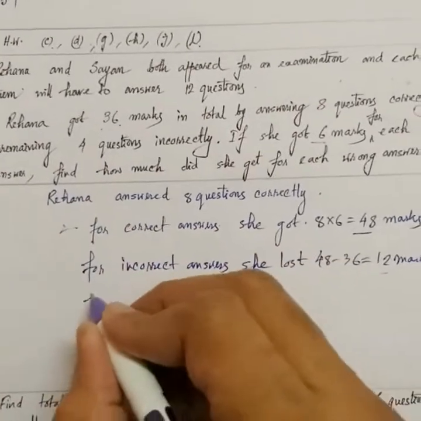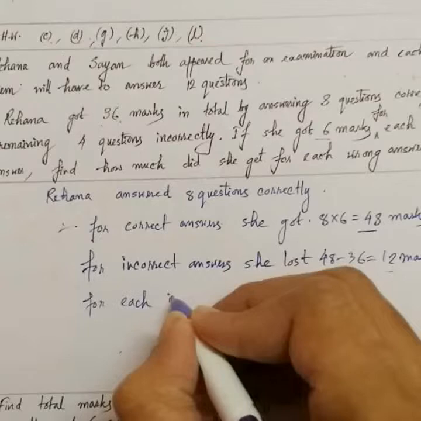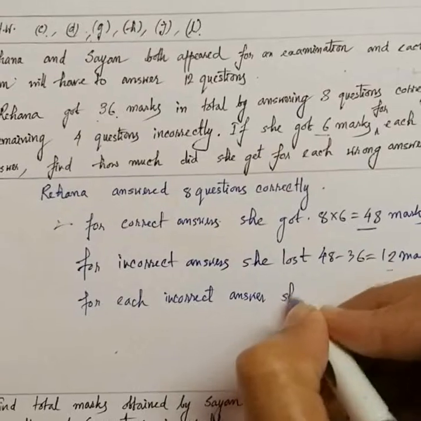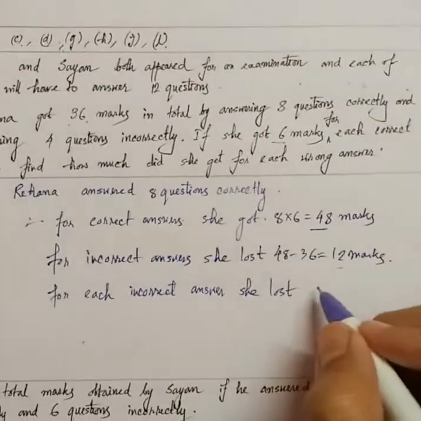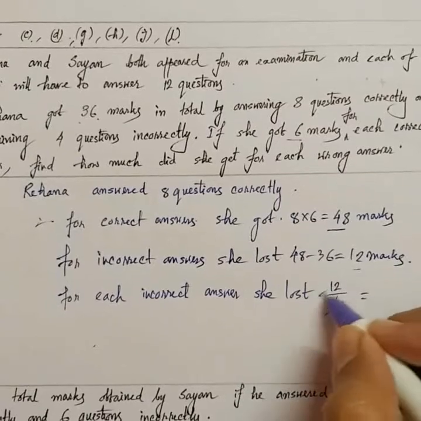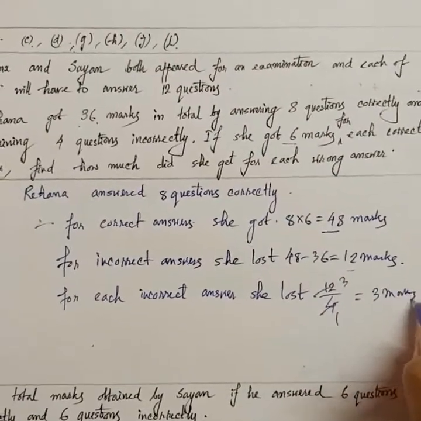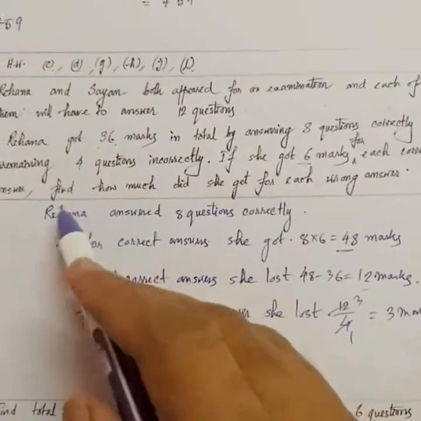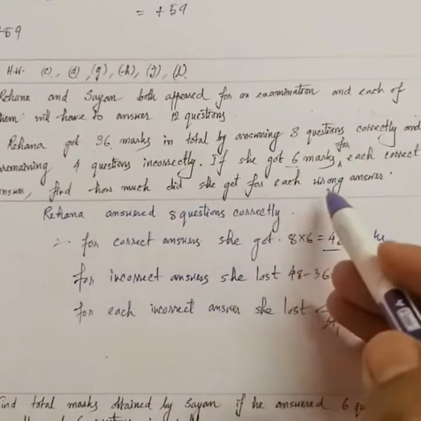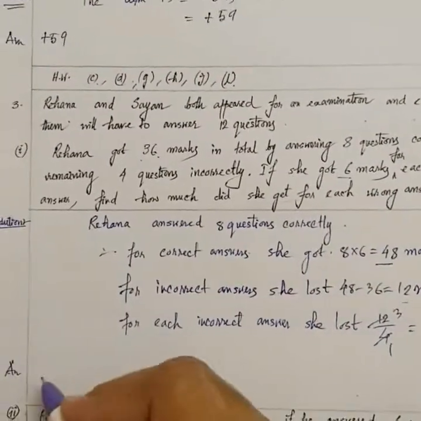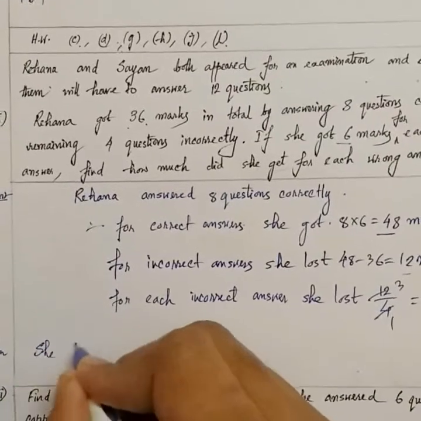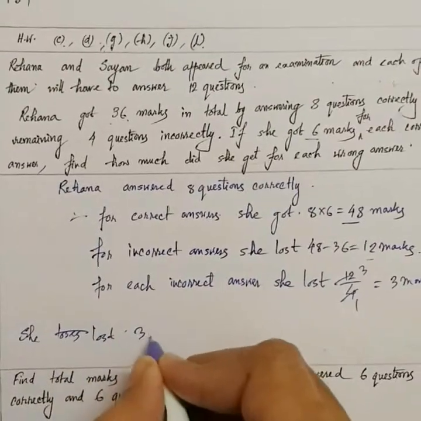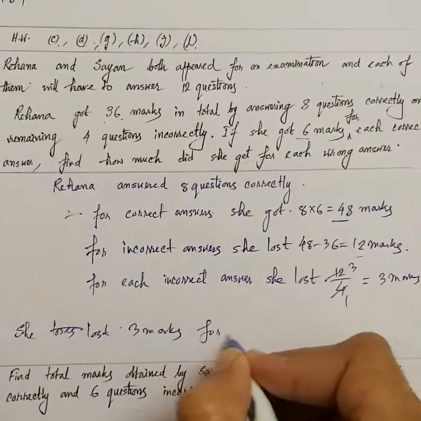So therefore for each incorrect answer she lost 12 divided by 4, that is 3 marks. So therefore for the first part, you have been asked to find out how much marks she will lose for each incorrect answer, each wrong answer. So therefore, she lost 3 marks for each incorrect answer.